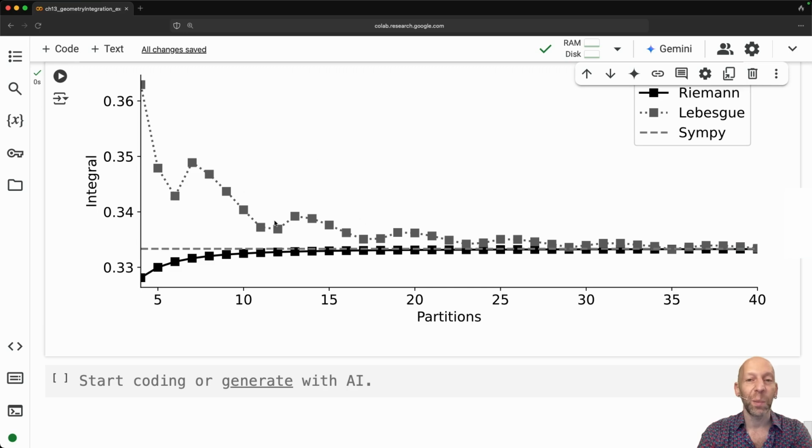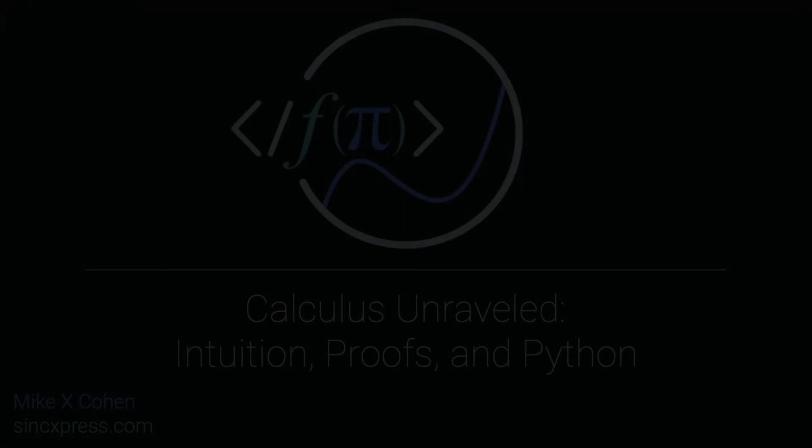I introduced the Lebesgue approximation in this chapter because it's just a fantastic learning opportunity that really makes you think about what it means to calculate the area of a function and how to implement that in code.